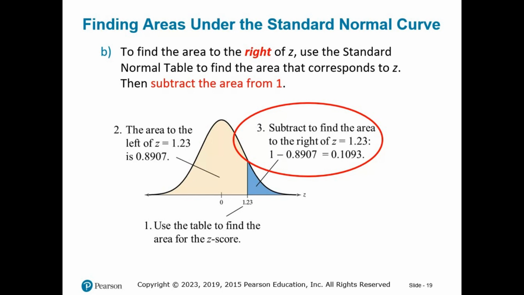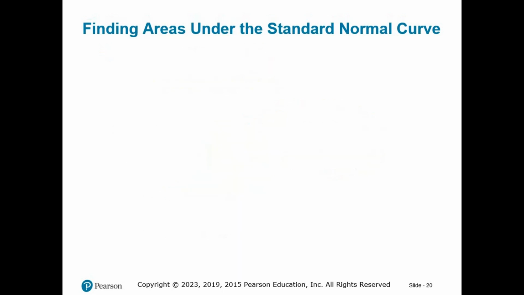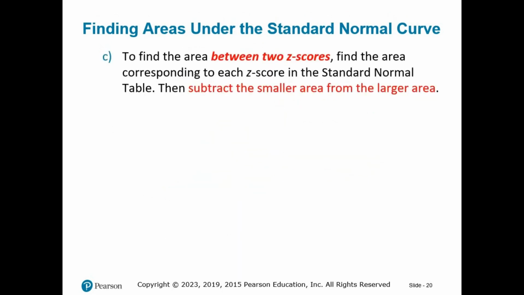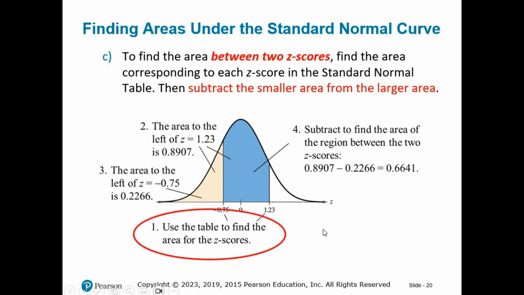Okay, let's look at the last situation you could face when finding area under the standard normal curve. To find the area between two z-scores, you'll need to find the area of each of the z-scores, then subtract the smaller area from the larger one. Let's go through it step by step. First, you use the table to find the area for the z-scores. In this case, find them for 1.23 and negative 0.75.